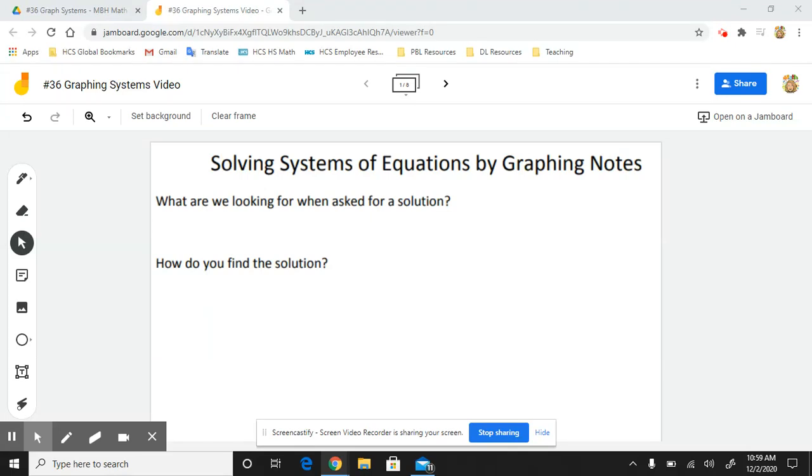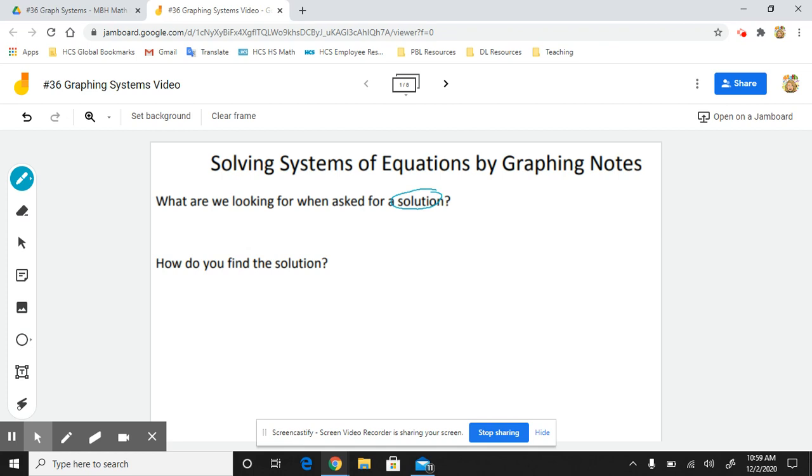Hey guys, so today we are going to look into solving a system of equations by graphing it. So again, we're going to utilize Desmos, but first we need to figure out what we are looking for. We had a note sheet in class in regards to what we are looking for when we're asking you for a solution to the system of equations.